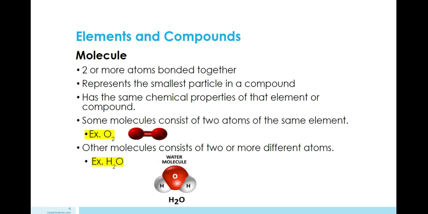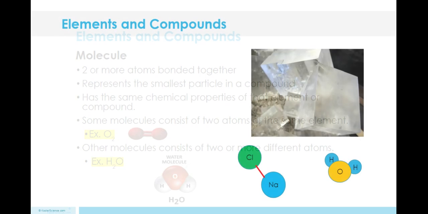Molecules can be two or more of the same atom or element. Our example here is O2. There are 2 oxygen atoms. But we can also have molecules that consist of 2 or more different atoms. And our example here is H2O, or water, where we have 2 hydrogen atoms, 1 oxygen. Both examples fit the criteria and definition of a molecule.